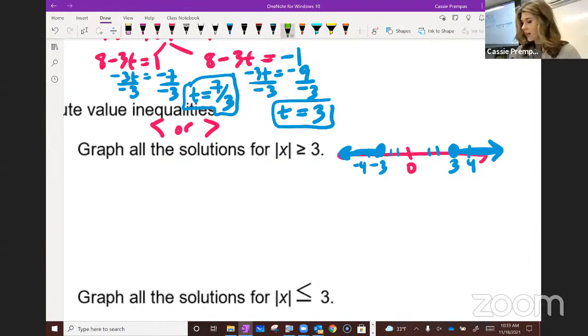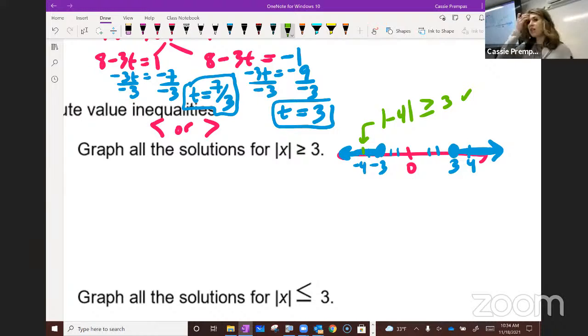If I look at -4, Ava's saying -4 should be a solution. So if I plug -4 in for x, what's the absolute value of -4? 4. Is that bigger than or equal to 3? Yes. So Ava's solution, and others of you might have had it, is the correct one. It's everything this way and everything that way.